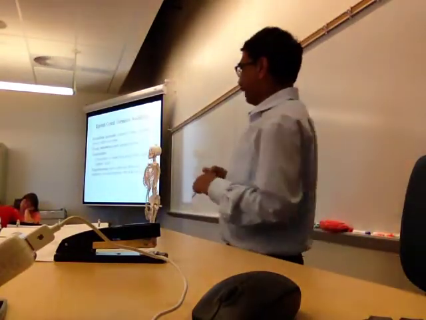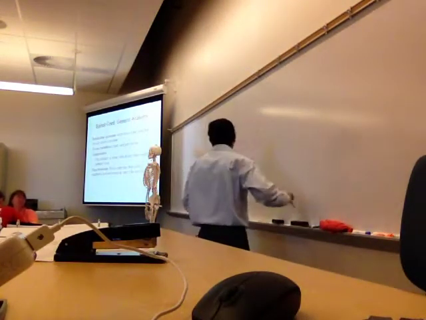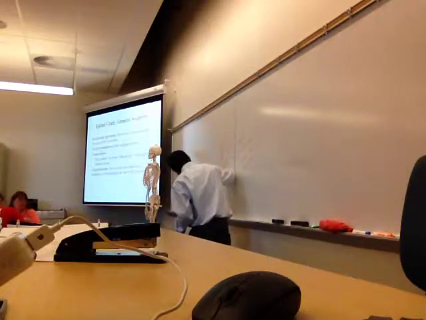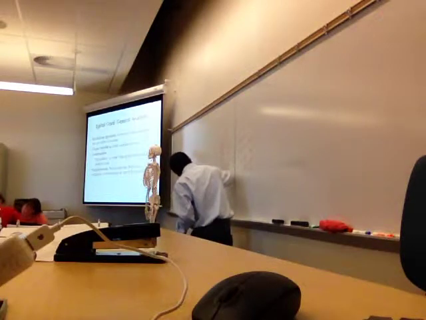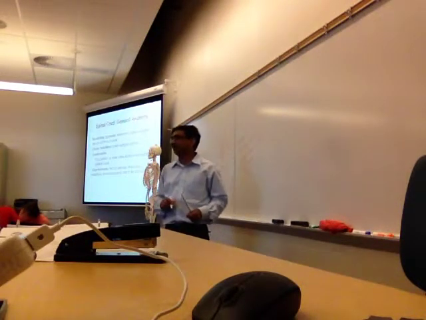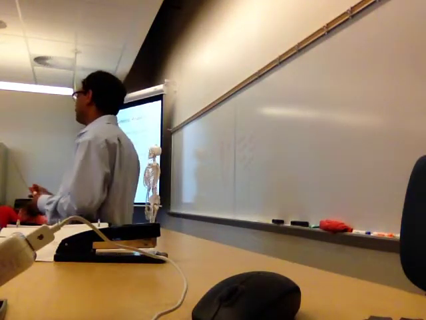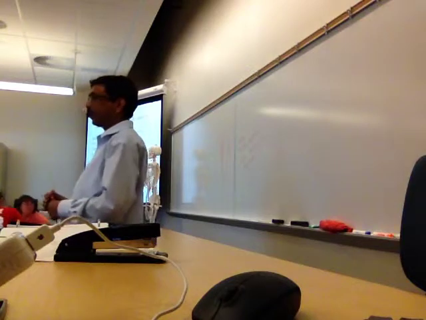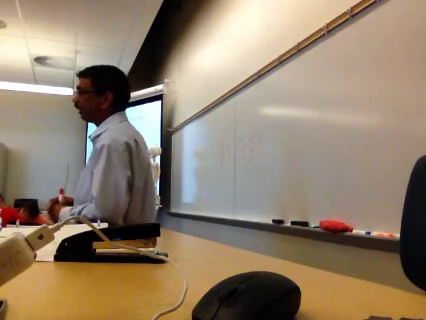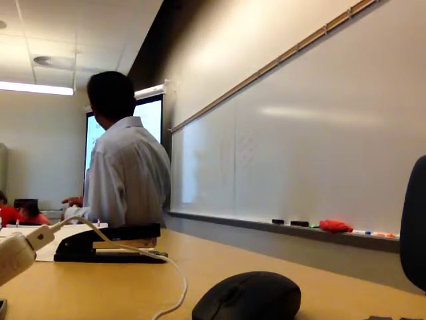Conus medullaris. The lower end of the spinal cord is conical shaped, cone shaped. That cone shaped part, the lower end of the spinal cord, is called the conus medullaris. Simple. Okay. So the cone shaped lower end of the spinal cord is called the conus medullaris.